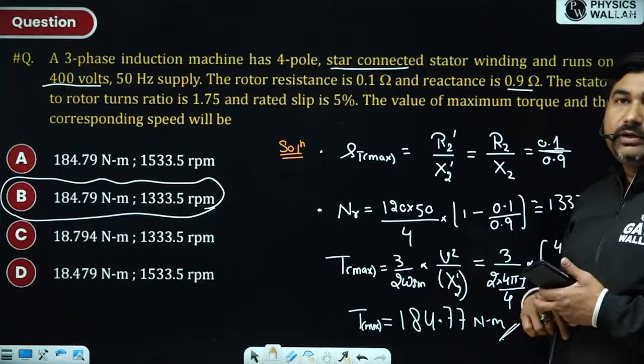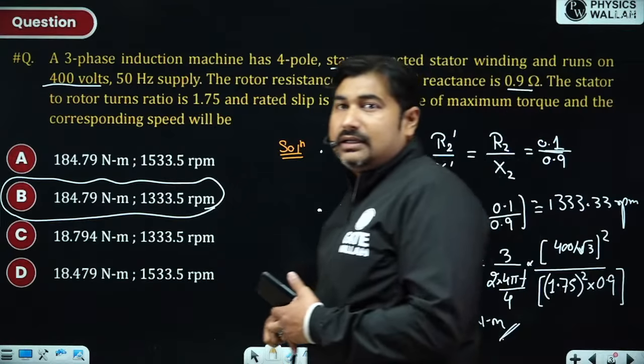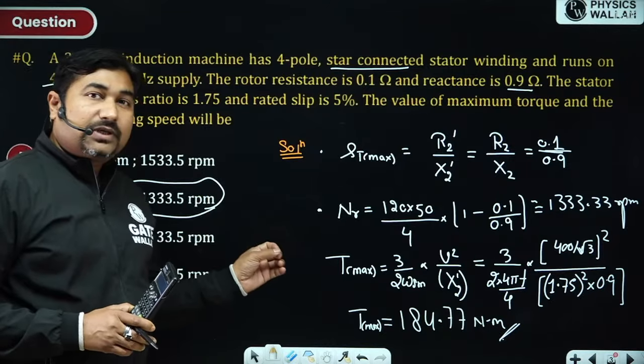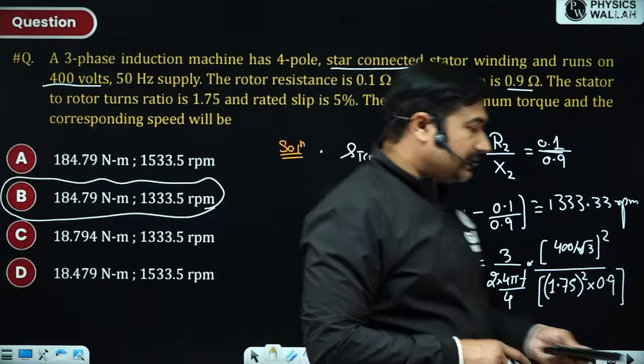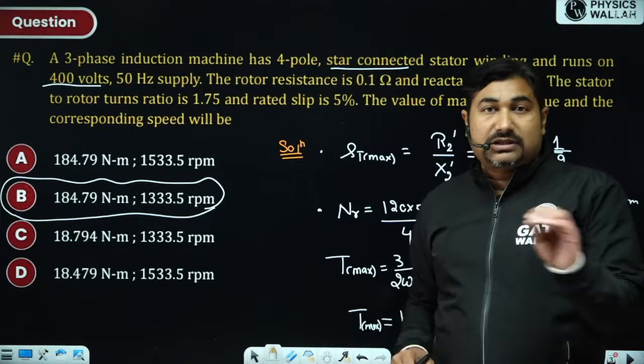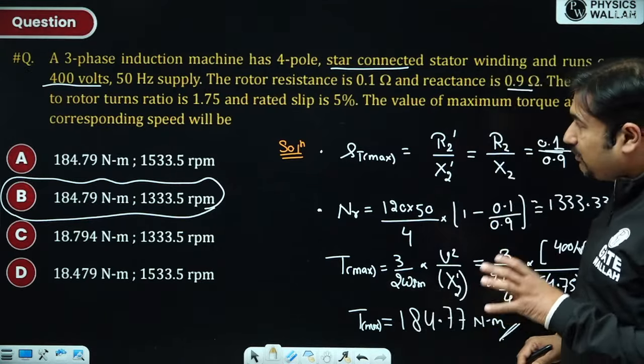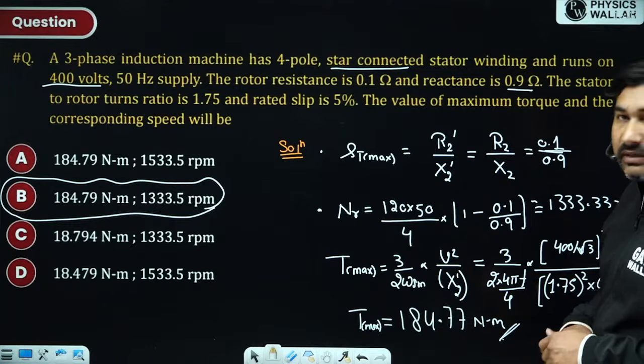How many of you are able to understand this? So see, even if the exact answer is not matched, we all know that these kinds of problems have some approximation in the calculation. So accordingly the options are given and you have to choose the best possible option. So in this, B is the best possible answer.